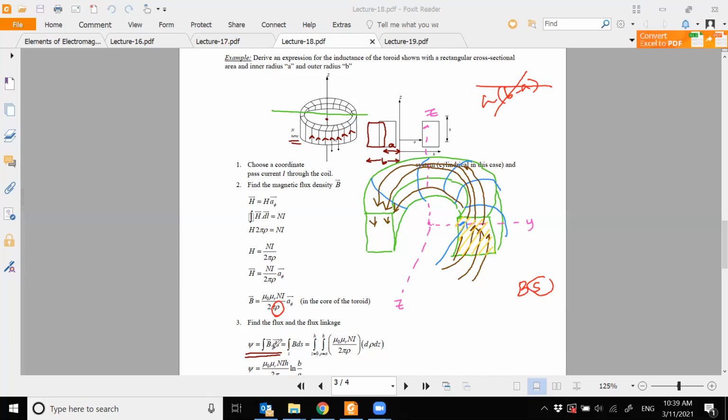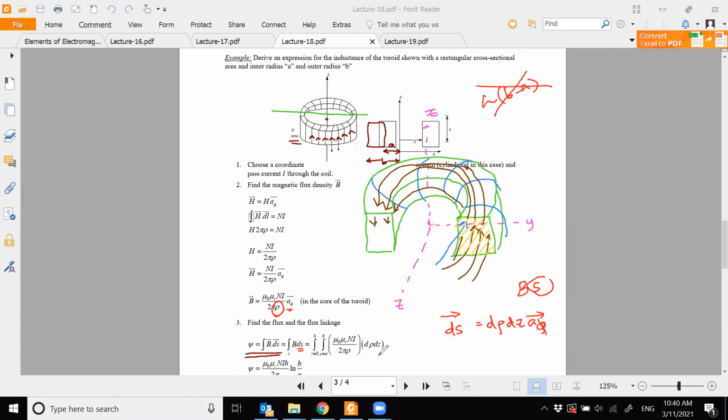So therefore, what I can do is, yes, the vectors are changed into scalars because of a phi. And what will be your dS? Your dS bar for this yellow surface in cylindrical coordinates will be d rho dz a phi. So when you dot product this with this, a phi dot a phi will be 1, and therefore you will have mu naught mu r N I over 2 pi rho times d rho dz.